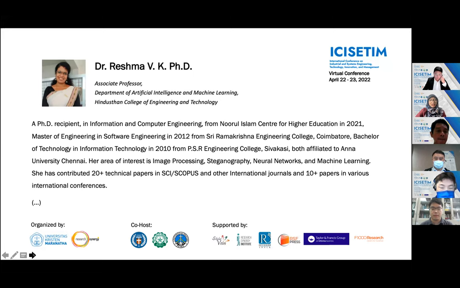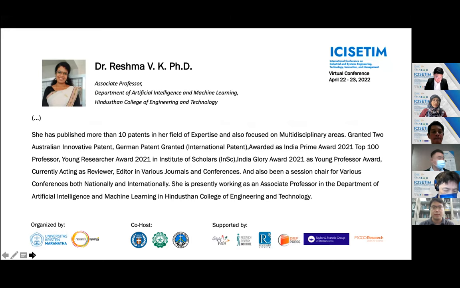She has contributed more than 20 technical papers in SCI or Scopus and other international journals and 10 plus papers in various international conferences. She has published more than 10 patents in her field of expertise and also focuses on multidisciplinary areas, granted an Australian innovative patent, a German patent, and an international patent, and awarded the India Prime Award 2021 Top 100 Professor, Young Researcher Award 2021 in Institute of Scholars, and India Glory Award 2021 as Young Professor Award. She is currently acting as a reviewer and editor in various journals and conferences, and also a session chair for various conferences, both nationally and internationally.